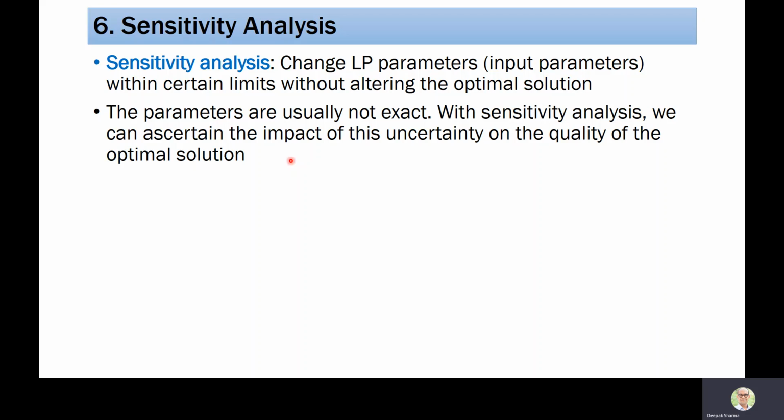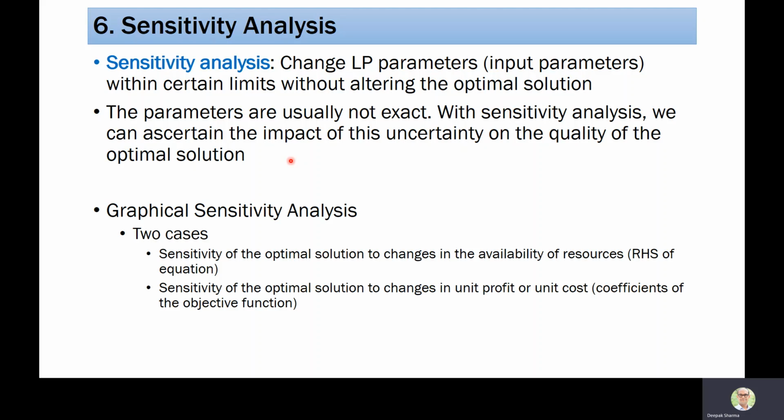Now the parameters are not usually exact. With sensitivity analysis, we can ascertain the impact of this uncertainty on the quality of the optimal solution. So I will be discussing 2 cases now. First is the sensitivity of the optimal solution to the change in the availability of the resources. So basically we are talking about the right hand side of the constraint. Second is the sensitivity of the optimal solution to the change in the unit profit or unit cost, so the cost coefficient.